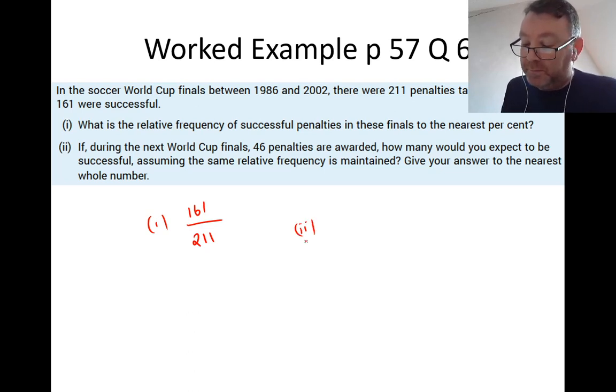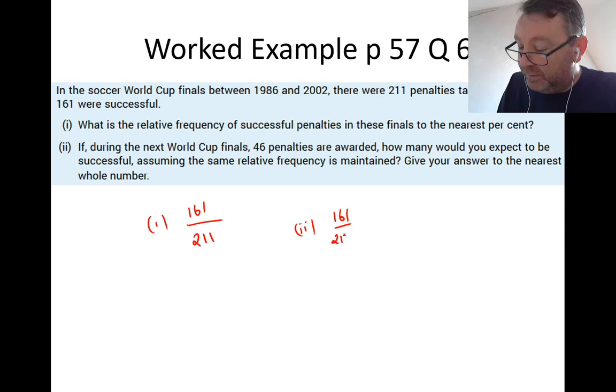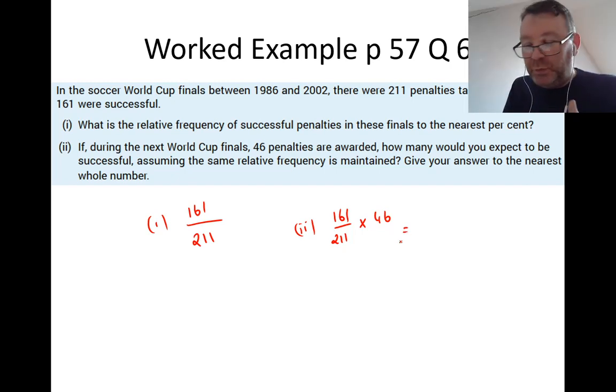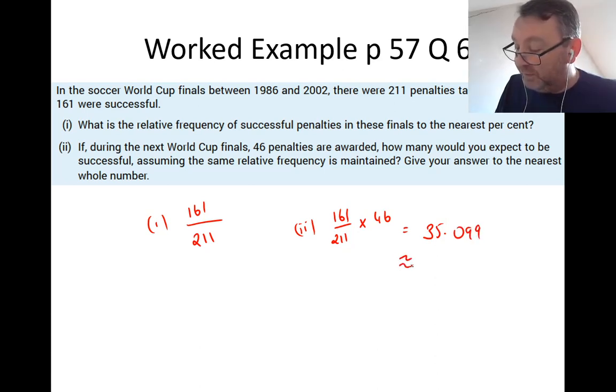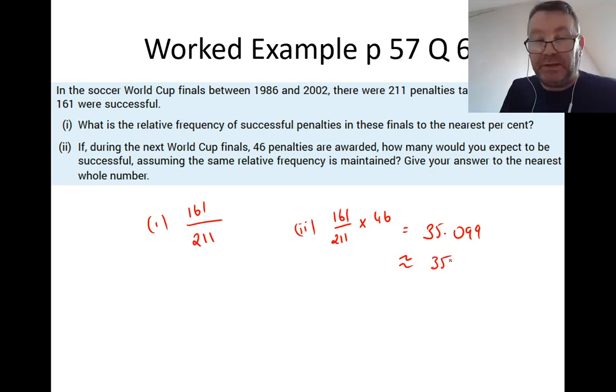If during the next World Cup 46 penalties were awarded, how many would you expect to be successful? Well, you take your relative frequency, which is based on previous history, and you multiply that by the 46 in order to figure out what fraction of the 46 we would expect to score. So again, 46 multiplied by 161 over 211, and that comes out as 35.099, which means we expect, roughly, round off to the nearest whole number, 35 of them to be successful.